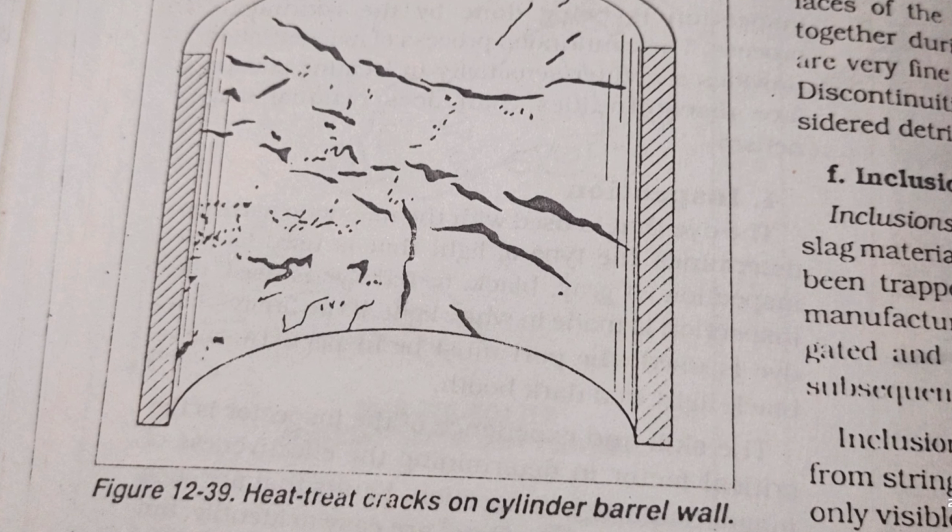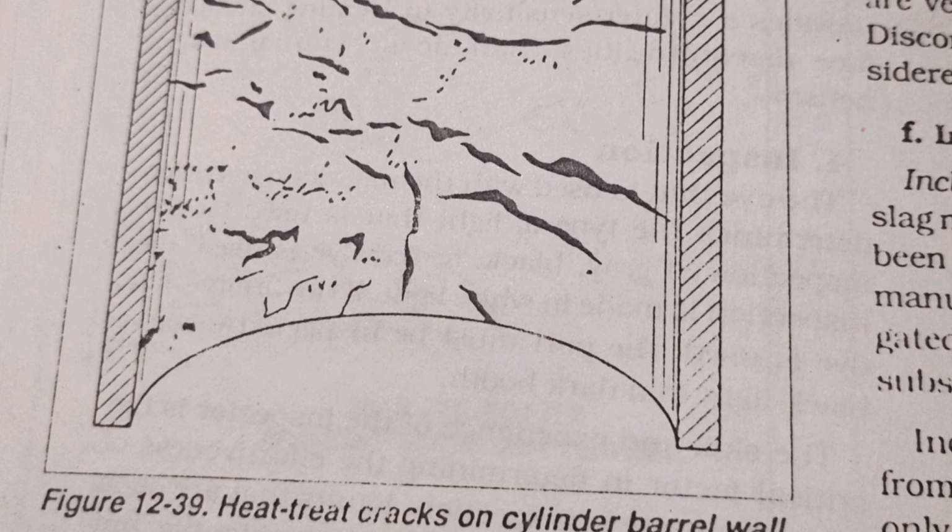B is heat treat cracks. Heat treat cracks have a smooth outline but are usually less clear and have less buildup than fatigue cracks. On thin sections such as cylinder barrel walls, heat treat cracks may give very heavy patterns. For this I am giving you a figure. These heat treat cracks have a characteristic form consisting of short jagged lines grouped together.